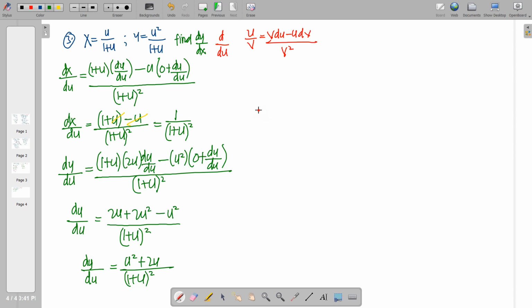And so finally, dy over dx is simply dividing this term by this term. Say that is for dy over du, and that is dx over du. So that denominator here is cancelled. Hence, we have here u squared plus 2u.